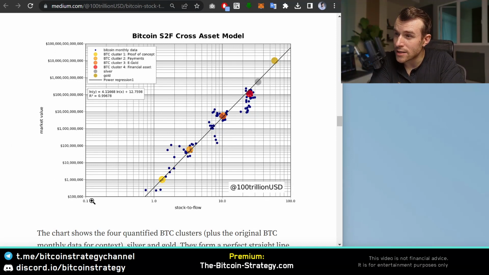So on the y-axis, we've got a logarithmic scale. So each horizontal line here is a 10x from one another. And then on the x-axis, we've got the flow value, which also is logarithmic, going from 1 to 10 to 100. Now, what does flow here mean? We are basically looking at the inverse of the annual inflation.